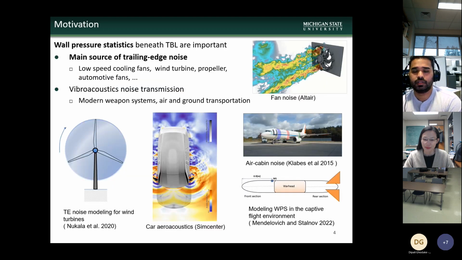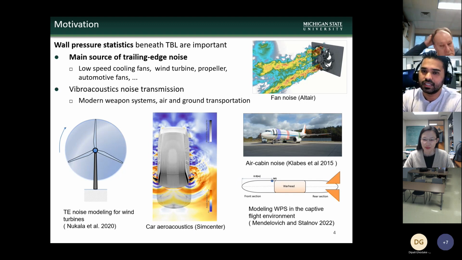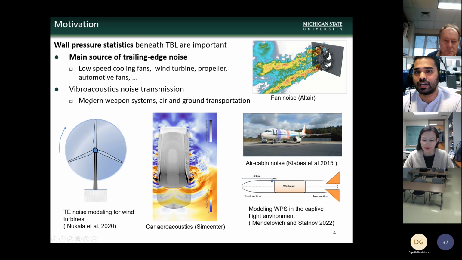Following that, the second part of my thesis is focused on wall pressure statistics beneath these turbulent boundary layers, that is, how the non-equilibrium flow physics, which I just discussed, affect the variation of wall pressure statistics along the streamwise or spanwise direction. And why is it important? So it's one of the main noise sources for trailing edge noise, such as cooling fans, wind turbines, propellers, automotive fans, and also it has massive usage in vibroacoustics to check pressure fluctuations in a modern weapon system, as well as air and ground transportation for cabin noise.